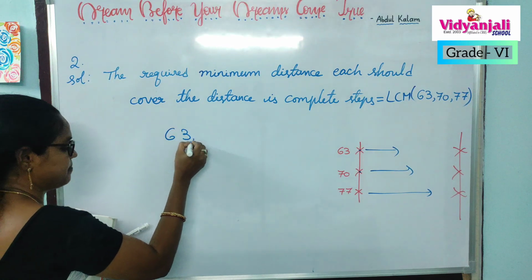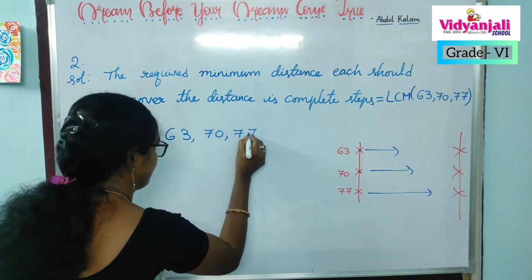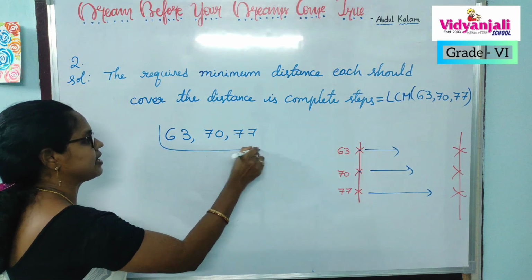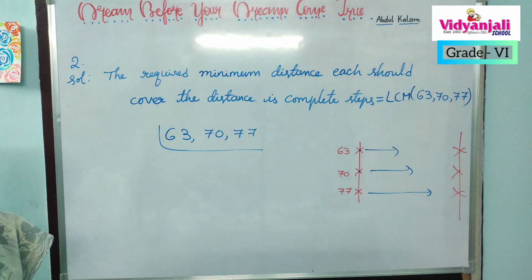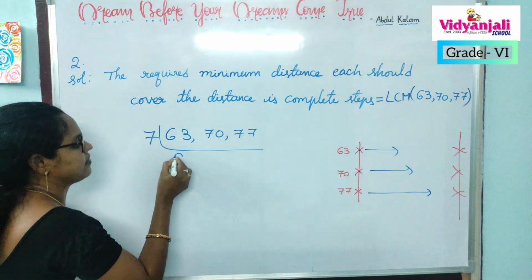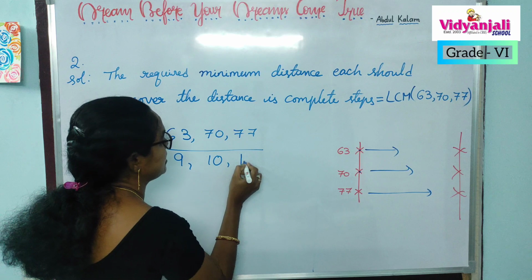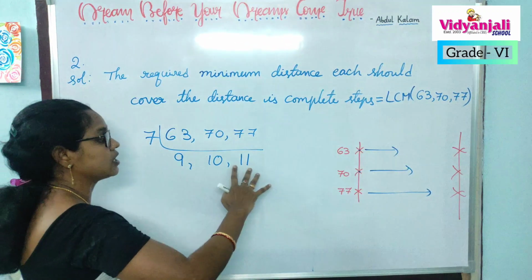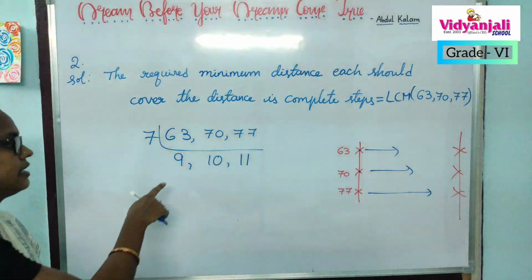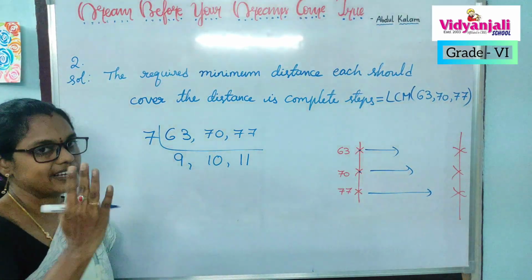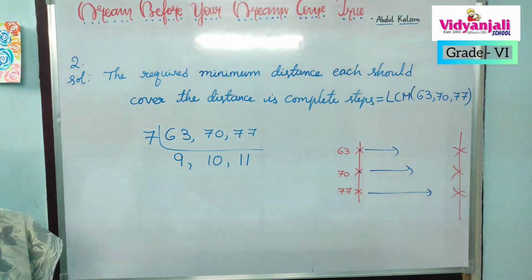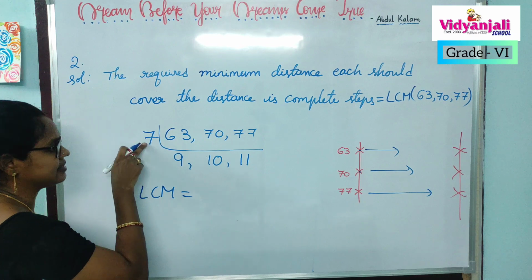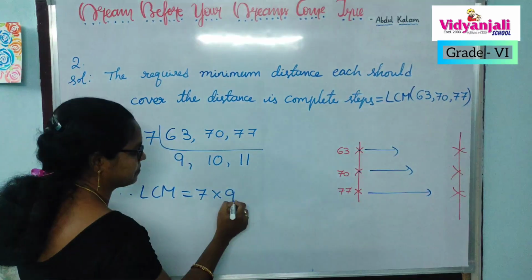Let's find the LCM for 63, 70, 77. In which table do we get all three numbers? Very easy to identify. All three numbers are divisible by 7. So take 7. 7 nines, 7 tens, 7 elevens. If you see, these three are consecutive numbers, right? 10, 9, 11 won't come in any table. They are co-primes. So, LCM over. So, what is the LCM? Let's multiply them.